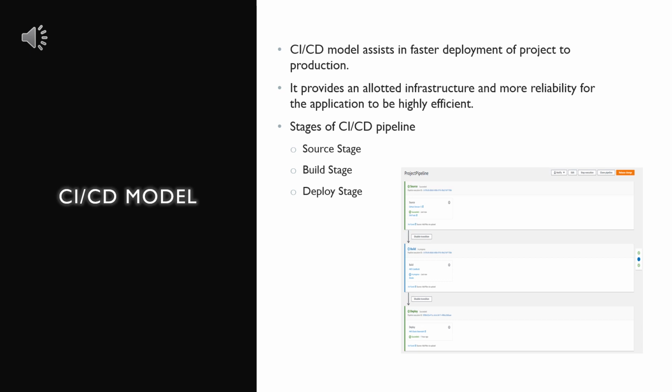Continuous integration, continuous deployment pipeline helps in faster deployment of a project into production. It is reliable and helps in efficient performance of the project. There are three stages in a CI/CD pipeline.